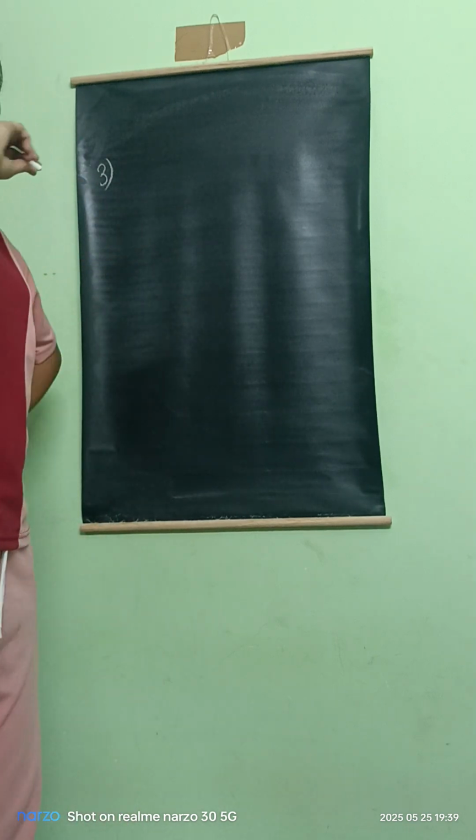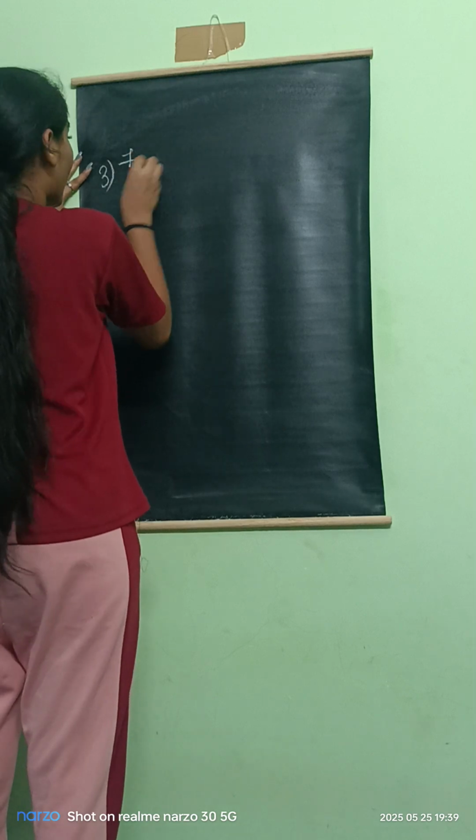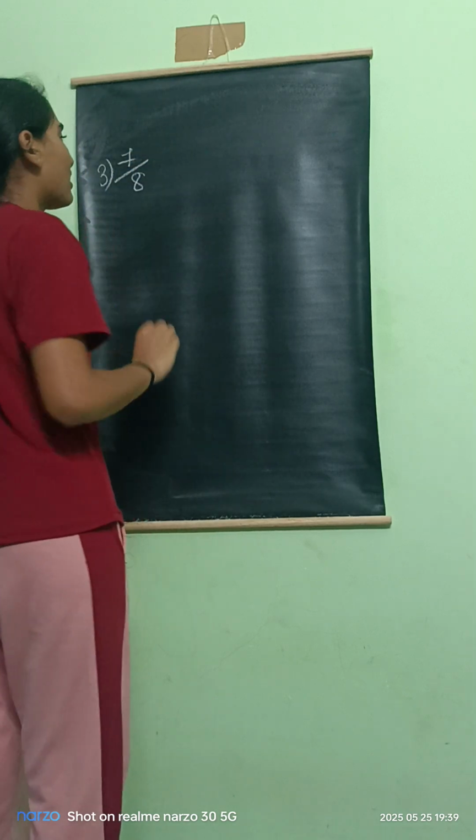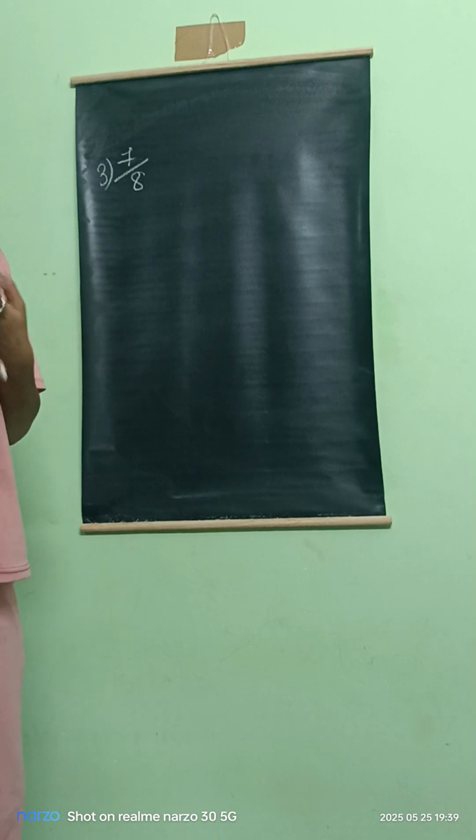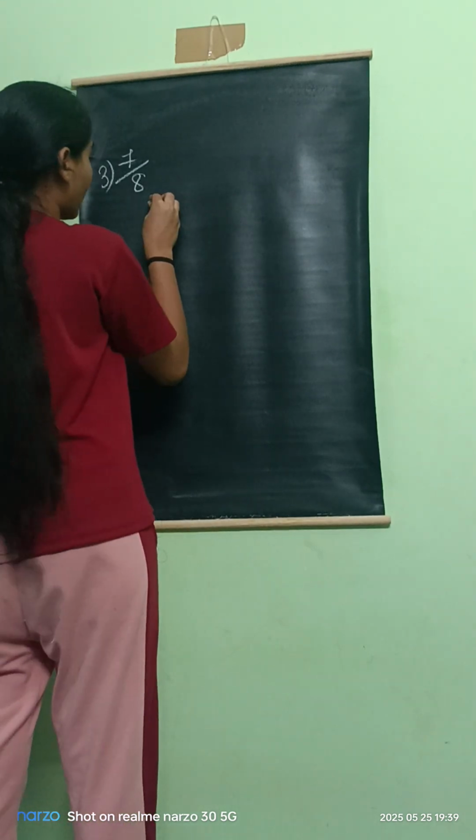Which number shall we take? Yeah, 7 by 8. It's better. So we might find whether this is terminating, non-terminating non-recurring, or recurring. Let's find it by dividing it.